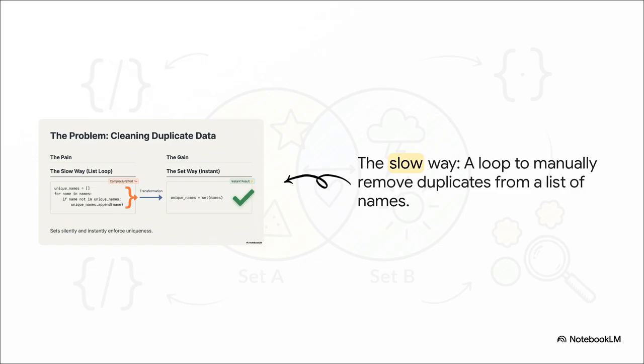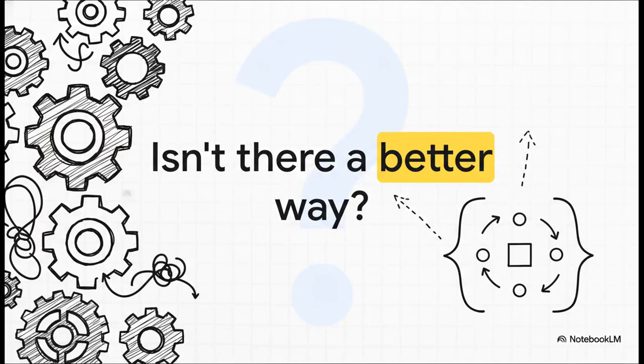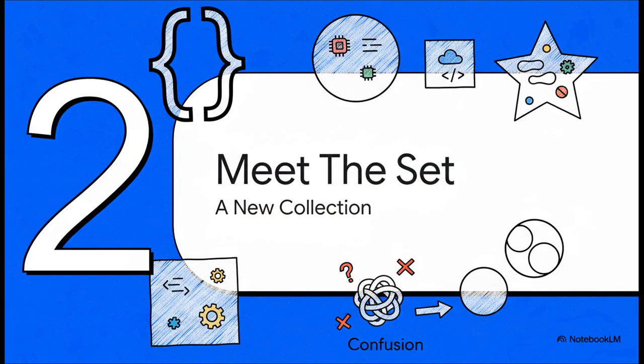It's this constant mental fatigue of asking that same question again and again and again. Have I seen this before? The whole process just feels clunky, maybe even a little error-prone. And you just get that feeling deep down that there has to be a better, more Pythonic way to do this. And you are absolutely right. There is. So, let's meet the hero of our story, the set.